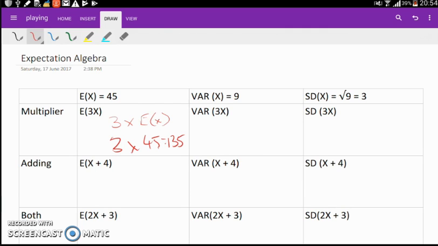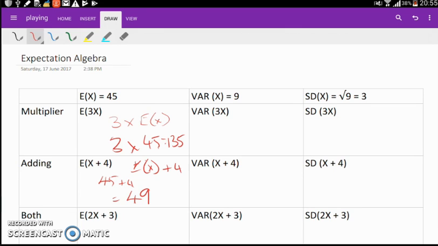Now, what about if we were adding on? If every value of x had 4 added onto it, every number in our data set was increased by 4, then our mean or our average or our expected value has to also increase by 4. So now we've got our expected value of x and we just add 4 onto it. So our 45 plus our 4, and we're left with 49 for our expected value of x plus 4.